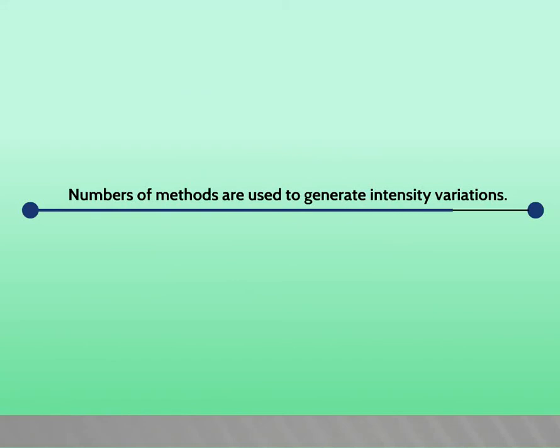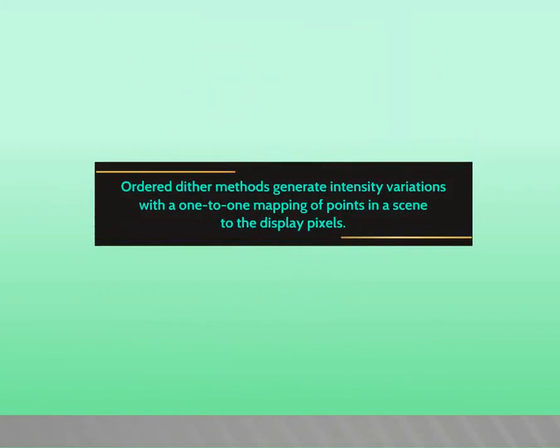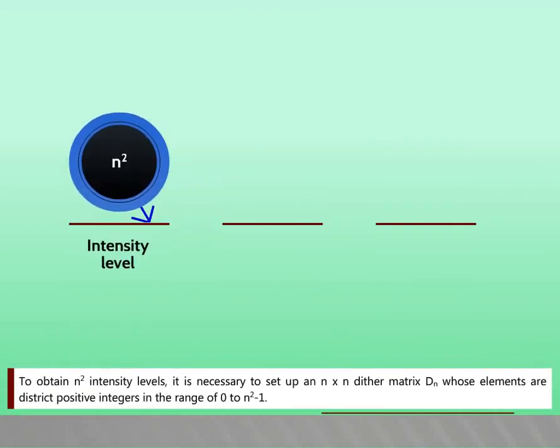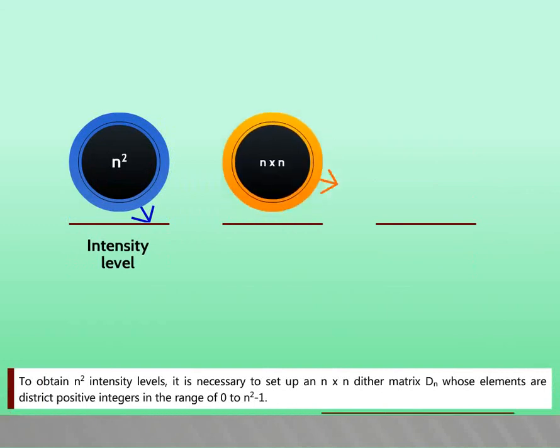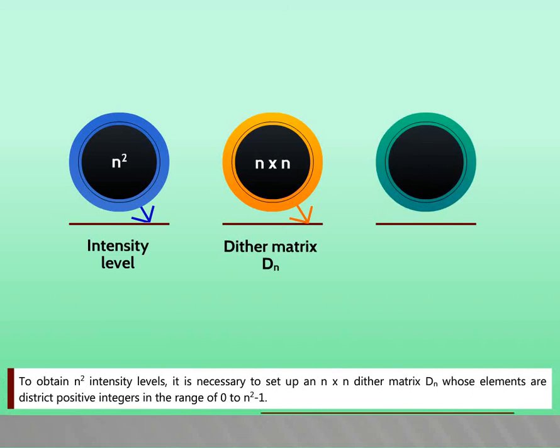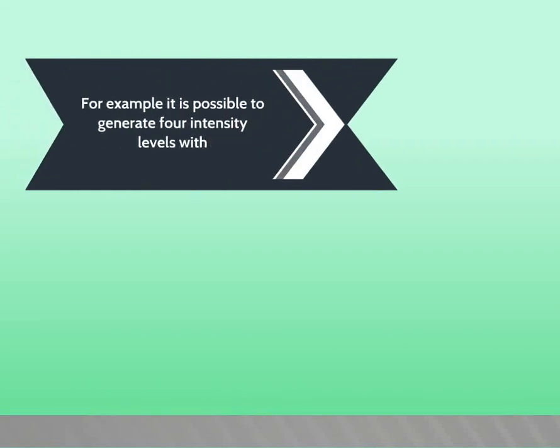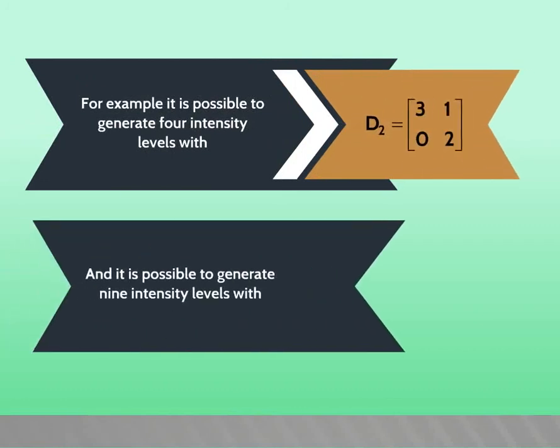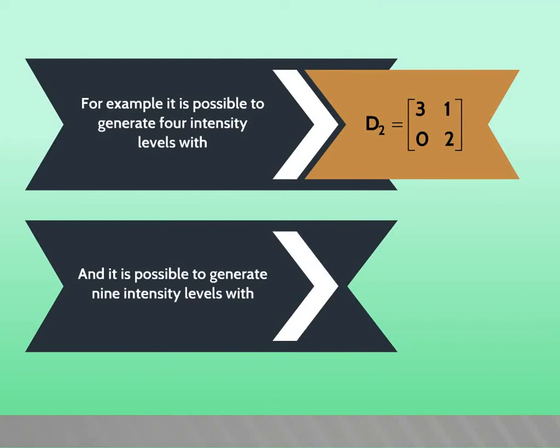A number of methods are used to generate intensity variations. Ordered dither methods generate intensity variations with a one-to-one mapping of points in a scene to the display pixels. To obtain n-square intensity levels, it is necessary to set up an n by n dither matrix Dn whose elements are distinct positive integers in the range of 0 to n square minus 1. For example, it is possible to generate 4 intensity levels with D2 and 9 intensity levels with D3.